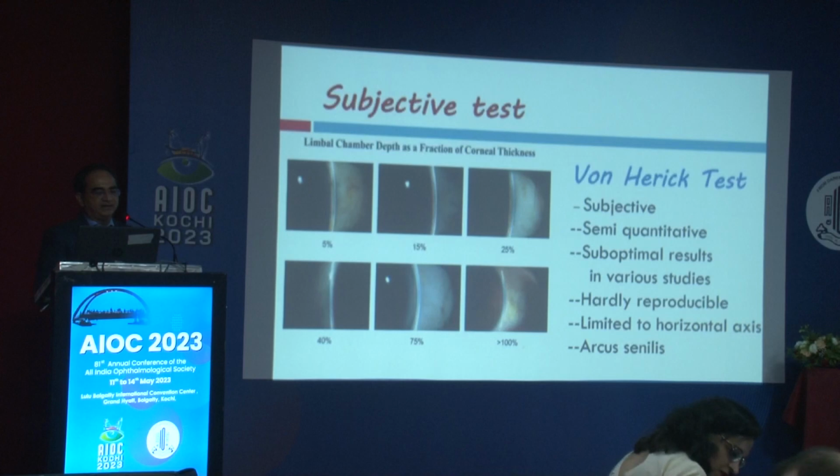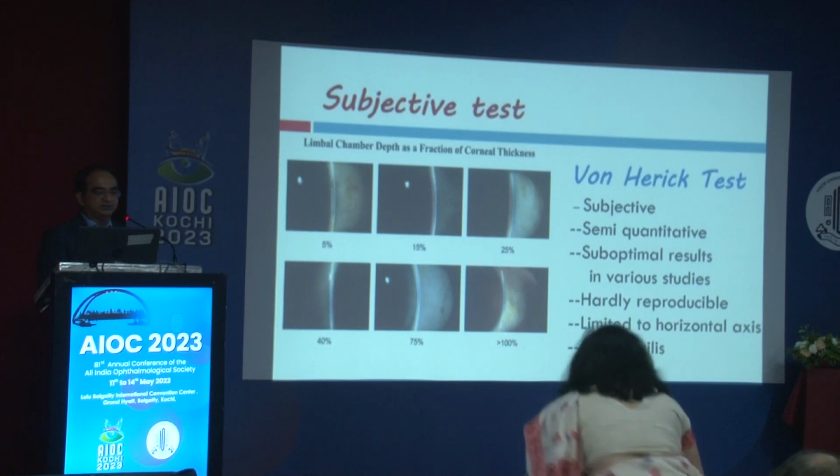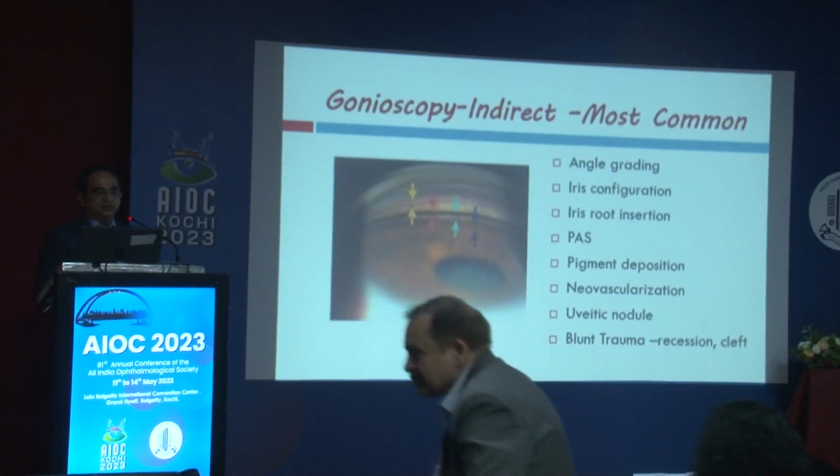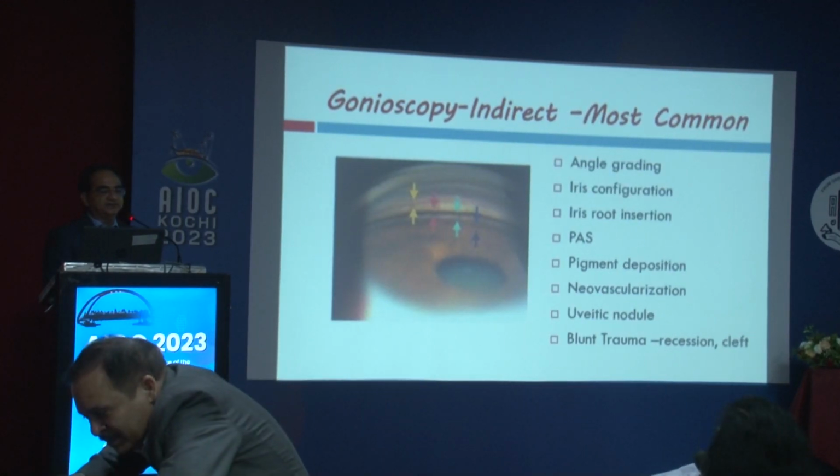So this is a van Herick test. Limbal chamber depth as a fraction of corneal thickness. It is a semi-quantitative test, gives suboptimal results, hardly reproducible. The second one is gonioscopy, the indirect one.